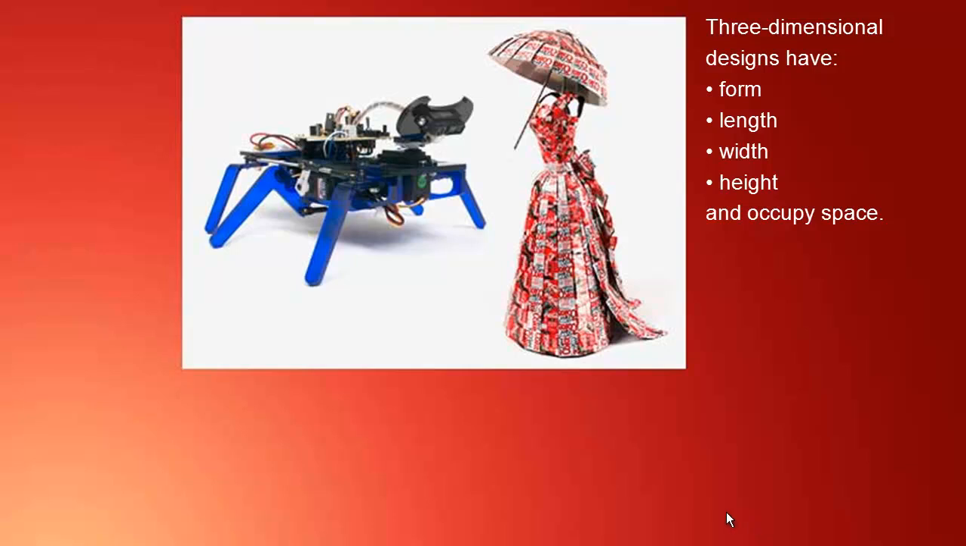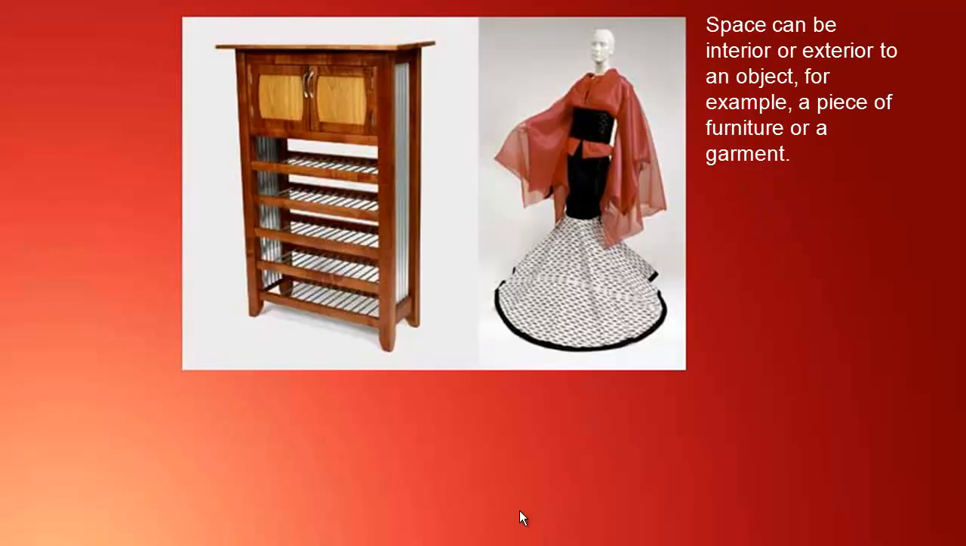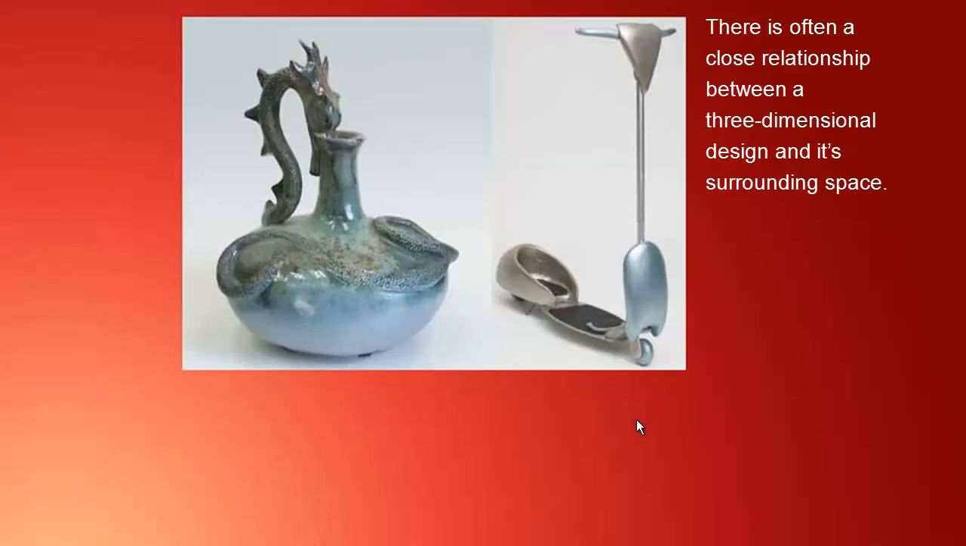So 3-dimensional designs have form, length, width, height, and occupy space. Space can be interior or exterior for an object. Example, a piece of furniture or a garment. So we have the space around the furniture, but we also have the space in between. And we have the space under the fabric here too. There is often a close relationship between a 3-dimensional design and its surrounding space.